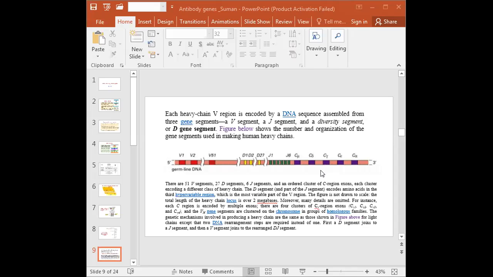And the genetic mechanisms involved in producing a heavy chain are the same as those shown in this figure for the light chain, except that two DNA rearrangement steps are required instead of one. So here the first D segment joins to the J segment, and then the V segment joins to the rearranged DJ segment. So that's all about today's lecture.